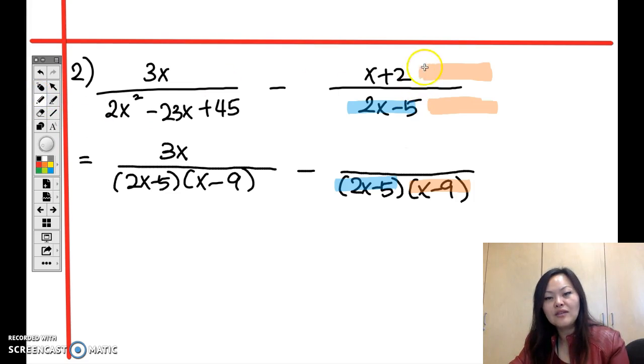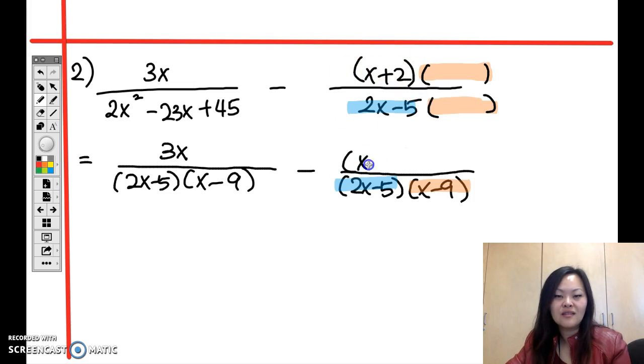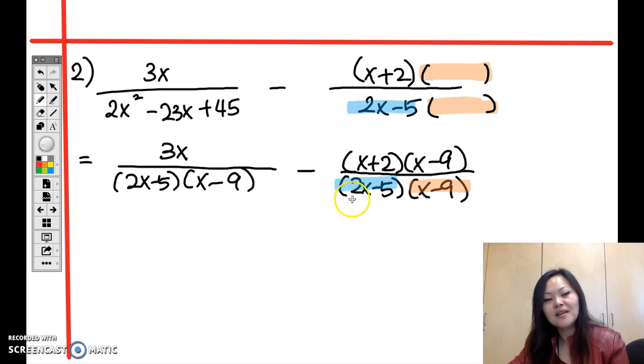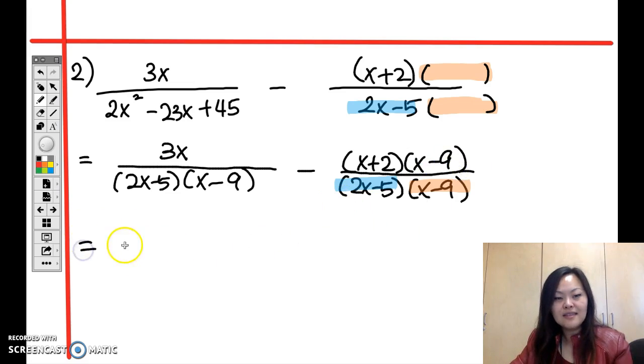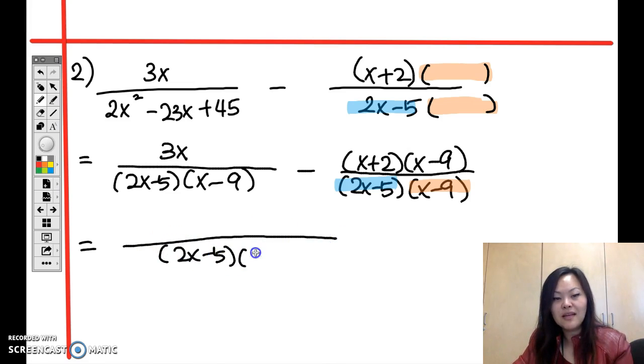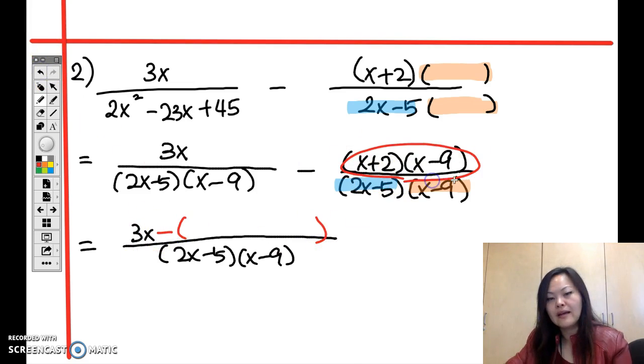So when you do that, you got to make sure that you multiply the whole thing, right? So make sure you put x plus 2 in parentheses. You're multiplying everything by x minus 9. Okay? So now, let's see. I'm going to combine everything together because we have the same denominator. Yay, right? Okay, so I'm going to copy the 3x. And don't forget what I said. We're subtracting here, right? So we're going to take away this whole thing in the back.